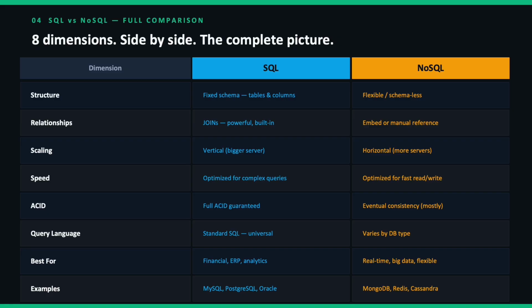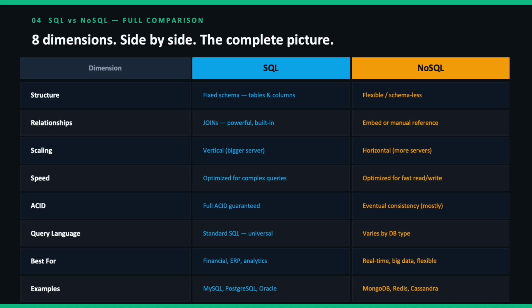Scaling. SQL scales vertically. You add more CPU and more RAM to the same machine. NoSQL scales horizontally. You add more machines to the cluster. This is why NoSQL handles massive scale better. You keep adding machines infinitely. Speed. SQL is optimized for complex queries, aggregations, joins, filtering across related tables. NoSQL is optimized for fast reads and writes on simple data, usually microseconds.